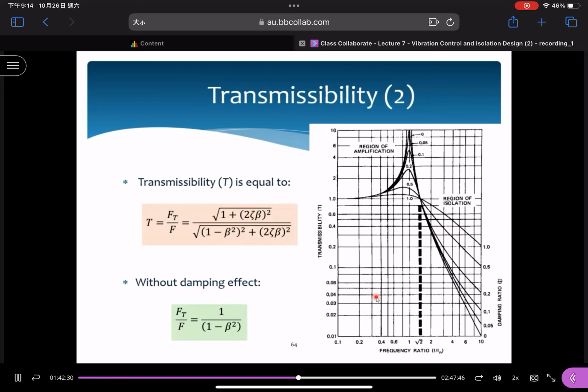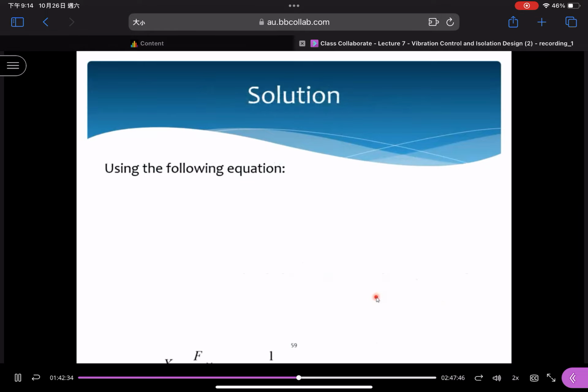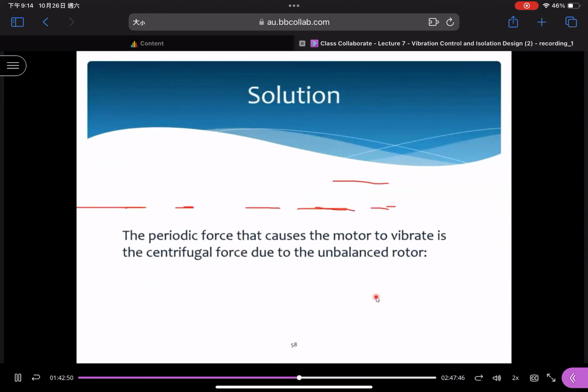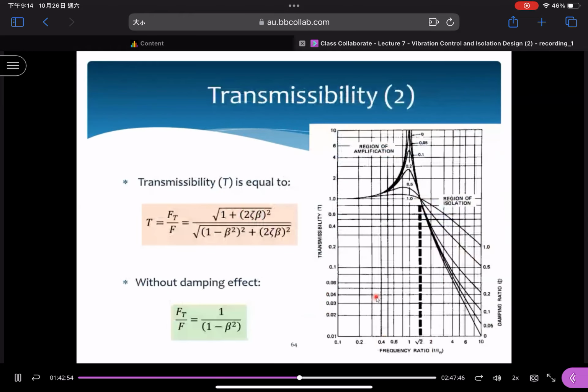When you take a look at this equation, it is very similar to this equation, correct? But be careful. This one is used to find the maximum static response, and the transmissibility is this equation. This equation should be given. You do not need to memorize these equations. We just have two parameters: one is theta and one is beta.